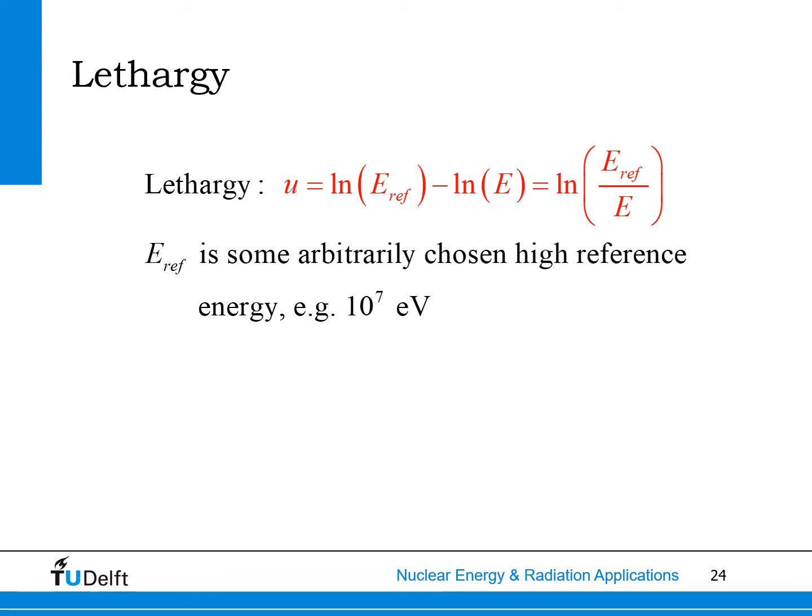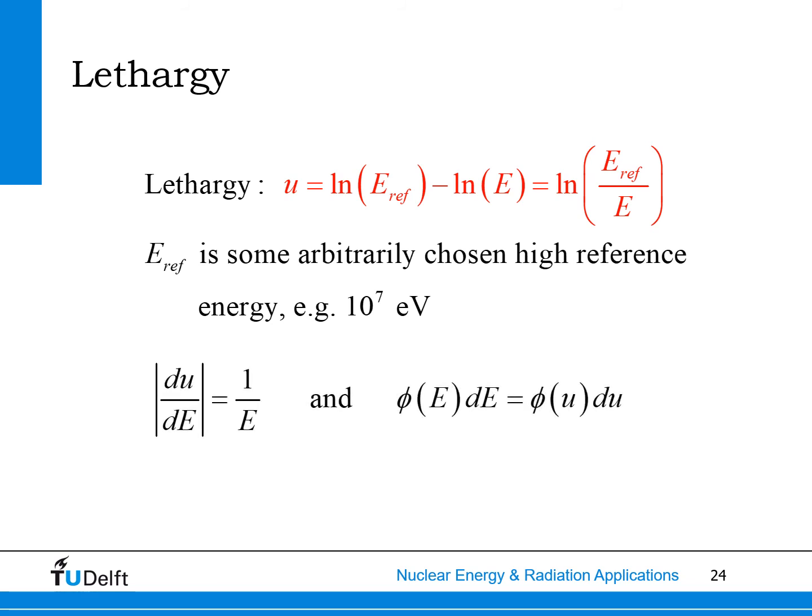The use of lethargy is especially useful for the study of neutron moderation processes, because at each collision, a neutron loses on average a constant fraction of its energy, which implies that its lethargy increases on average with the same amount in every collision.